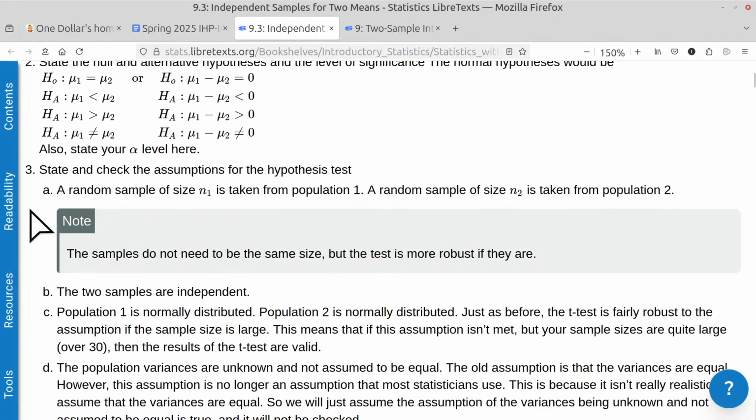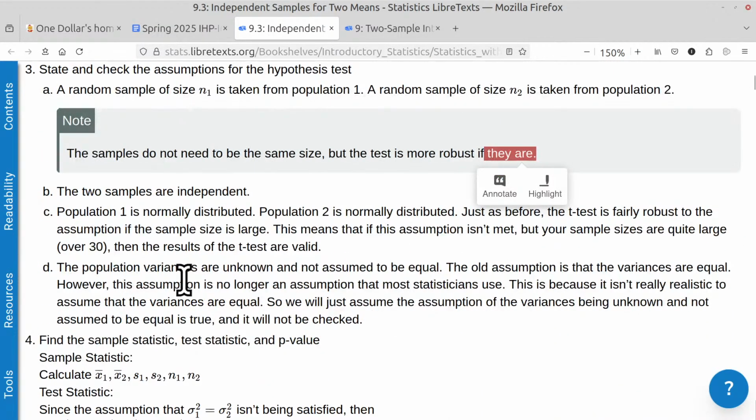Okay. State and check the assumptions for the hypothesis test. A. A random sample of size n1 is taken from population 1. A random sample of size n2 is taken from population 2. Note the samples do not need to be the same size. Actually, in some situations it's difficult to get the same number of samples, but the test is more robust if they are. B. The two samples are independent.